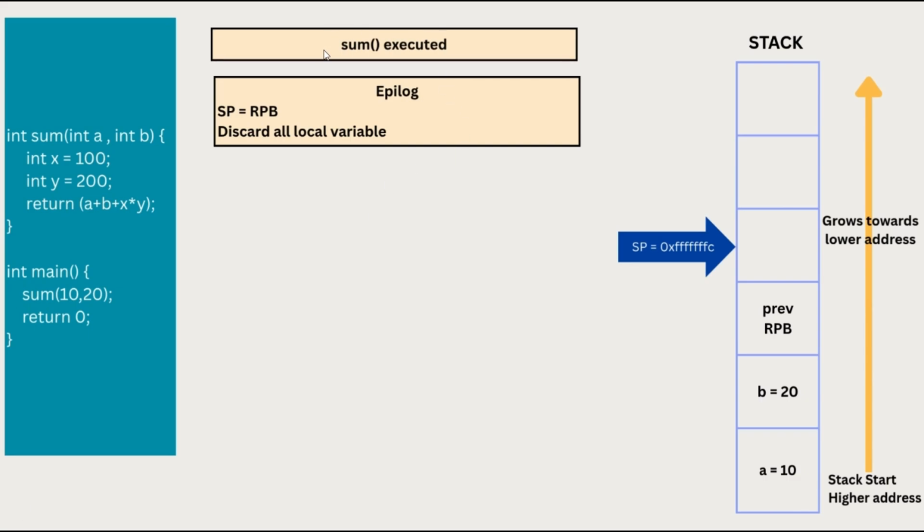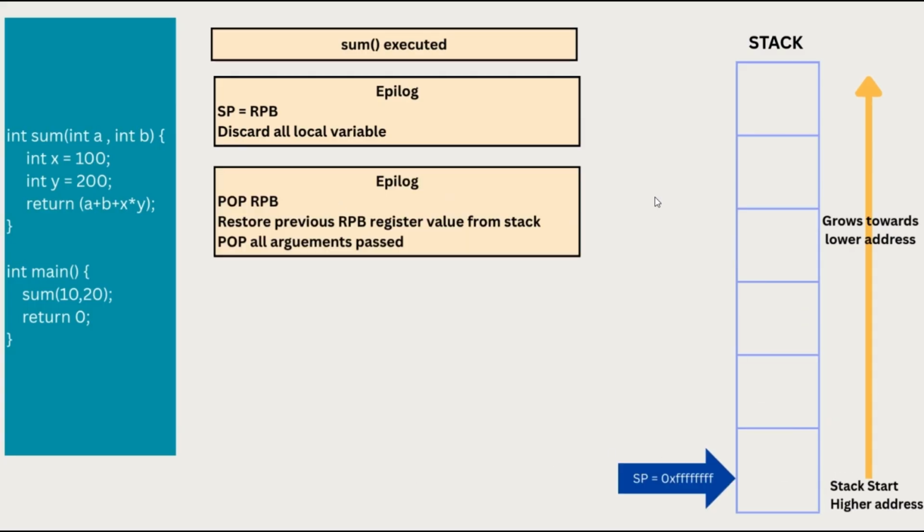First, after it is executed, it will make the stack pointer your base pointer, meaning all your local variables, everything will be deleted and it will come here, and the previous caller's base pointer will be restored. Okay, so the RBP register will be copied back with the caller's base pointer and everything will be deleted, all arguments, everything popped, and your stack will be at the position where it was earlier before executing sum. So this is how the stack works.